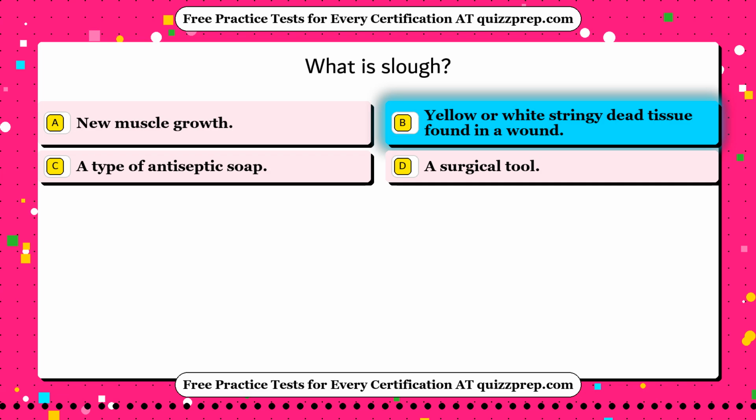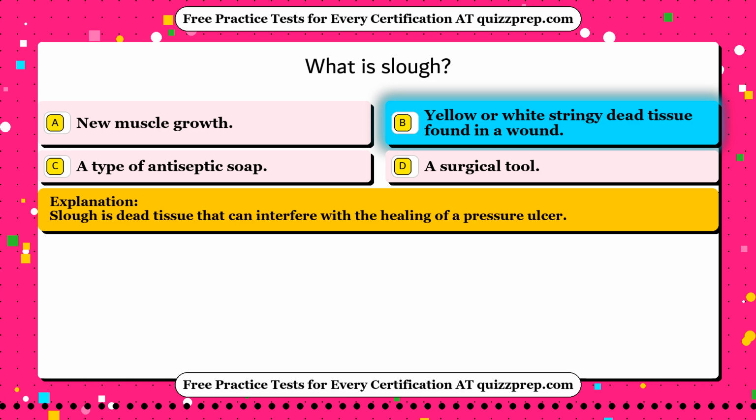The correct answer is option B. Yellow or white stringy dead tissue found in a wound. Slough is dead tissue that can interfere with the healing of a pressure ulcer.